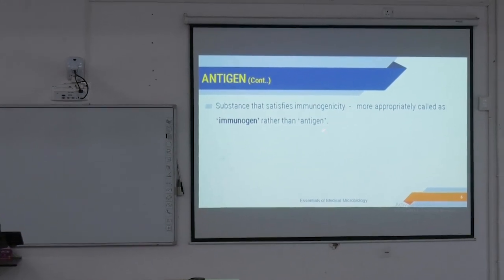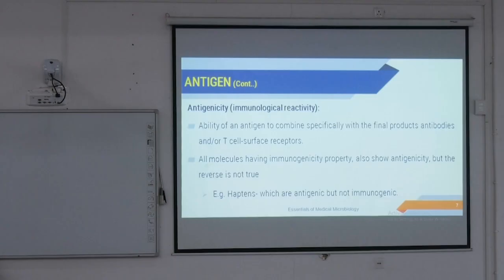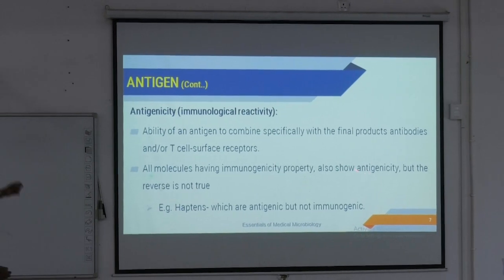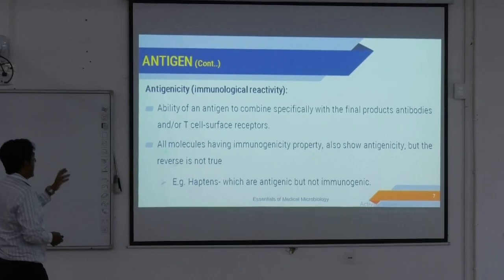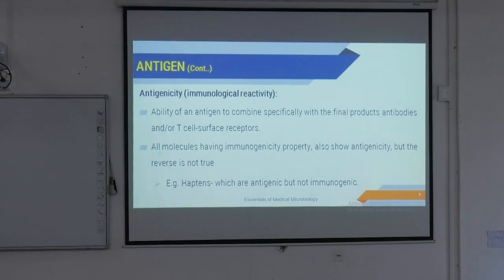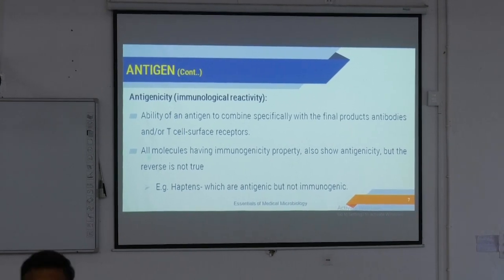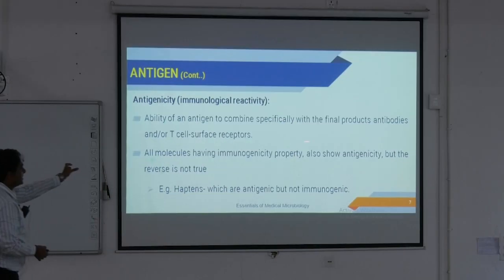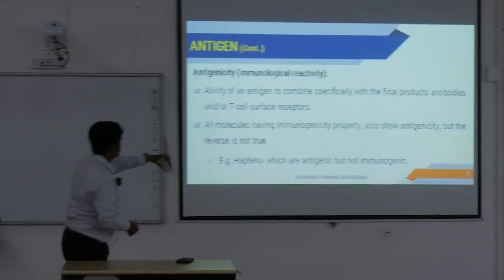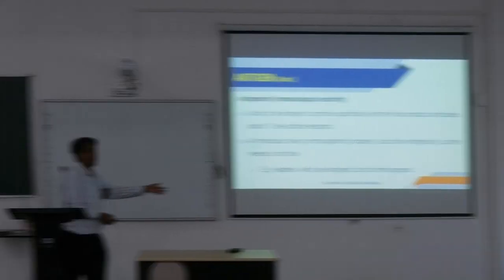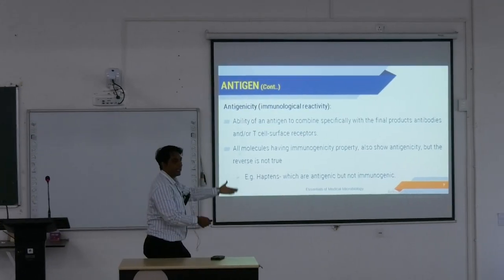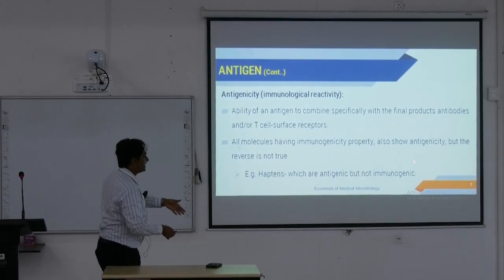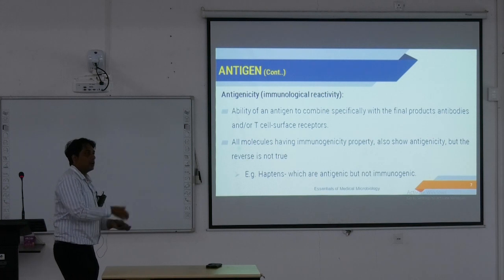The substance that satisfies immunogenicity is called an immunogen rather than an antigen. And what is antigenicity? The ability of an antigen to combine specifically with the final product or antibodies and T-cell surface receptors. All molecules having the immunogenicity property show antigenicity, but the reverse is not true.